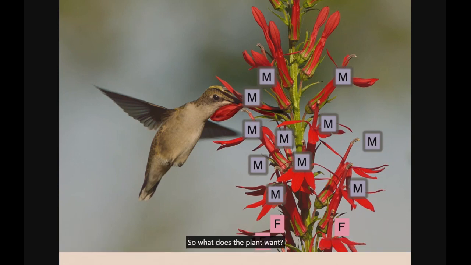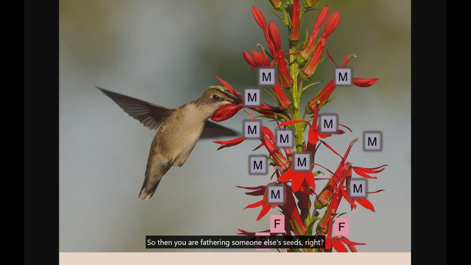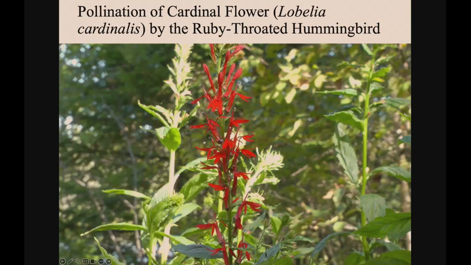So what does the plant want? The plant wants the hummingbird to come in at the bottom, bring pollen from someone else, so someone else can be the dad to these seeds, move up, getting nectar from these things, picking up pollen from the male phase flowers, and then leave. So then you are fathering someone else's seeds, right? That's what the plant wants, in a sense. Come in at the bottom, move up, leave. Right? So let's see what this one does.